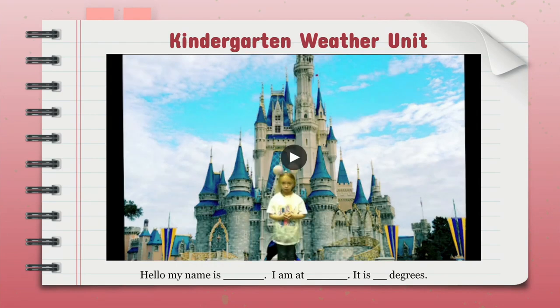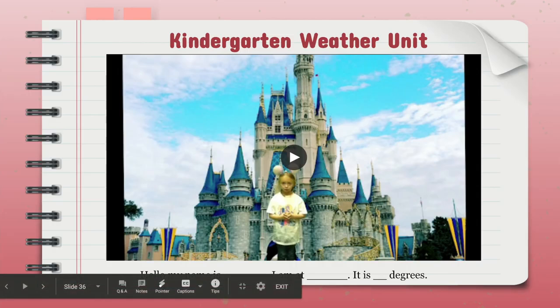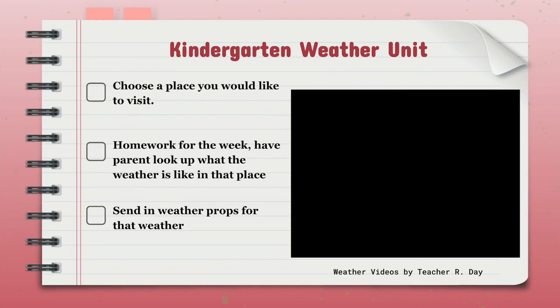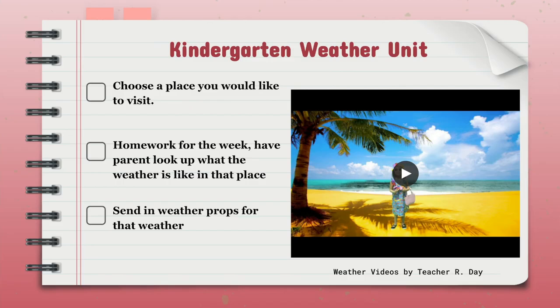Good. So I had a kindergarten teacher that wanted to do a weather unit. She wanted to make it come to life. So we went ahead and read the story, Cloudy with a Chance of Meatballs. She's an amazing kindergarten teacher, by the way. So her unit was that she chose a place she wanted the students to visit. She assigned them homework for the week, and the parents had to help look up the weather in that place that the students had chosen. They needed to send in props for that weather. So if it was rainy, cold, sunny.